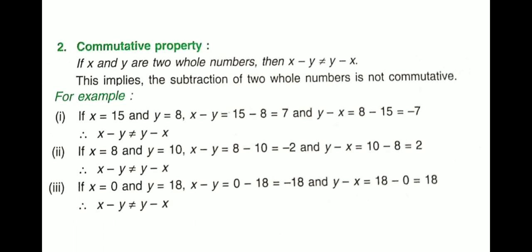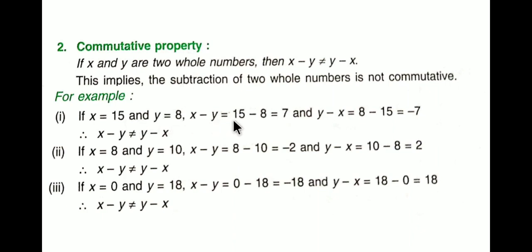Property number 2 is commutative property. In commutative property, just like in addition, x plus y was equal to y plus x, meaning if you interchange the places of the two numbers, then the answer obtained will remain the same. So here, if x minus y and y minus x had the same value, then the commutative property would have been followed. Let's look at the example.